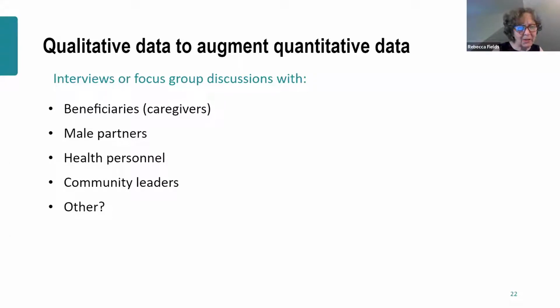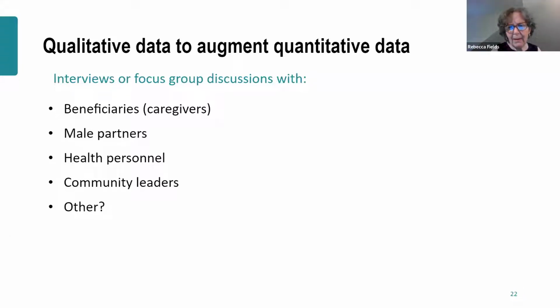last week, Wendy mentioned that towards the end of the Kayaye project, there was collection of qualitative data that helped to augment, not take the place of, but augment our learning that came from the quantitative data. So that meant collecting interviews or focus group discussions with different types of people: the beneficiaries, who in this case were the Kayaye, female caregivers, the male partners or male gatekeepers, the health personnel themselves, community leaders, and possibly other types of stakeholders who had a role in all of this.